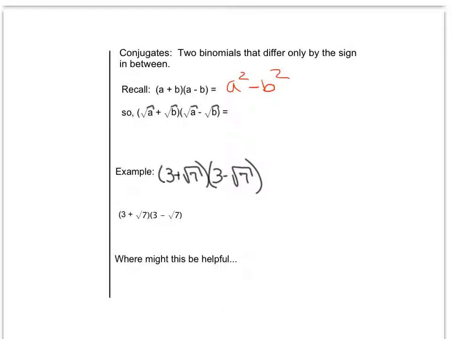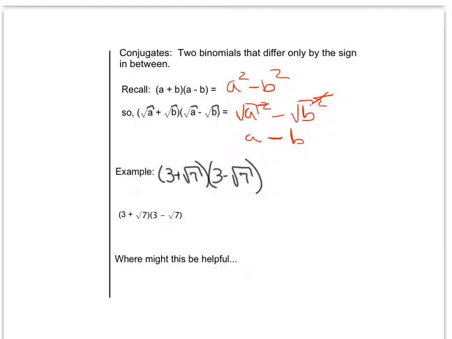Well, what if my a and b are square roots? So then the square root of a plus b times the square root of a minus b becomes the square root of a squared minus the square root of b squared. So these are going to cancel, giving me a, minus these will cancel, giving me b.